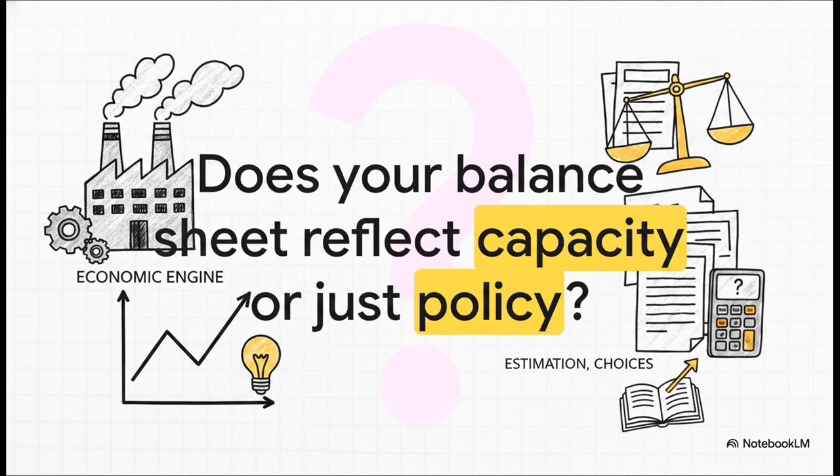I want you to really think about that question the next time you analyze a company's fixed assets. When you look at that massive property, plant, and equipment number, are you seeing the true economic engine of the business? Or are you just seeing a reflection of the specific policy choices and estimations that management decided to follow? Understanding the strict rules of IAS 16 is literally the only way to peel back those layers and see the reality of an entity's true operational capacity. Keep questioning the numbers and keep learning.